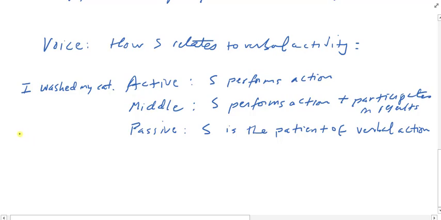Okay, passive. My cat was washed. Okay, so here the subject is cat. The subject is cat, but the cat is the patient of the verbal action. Not very patiently, I'm sure. Okay, active, I washed my cat. I am doing the washing. I'm the subject and I'm performing the action.